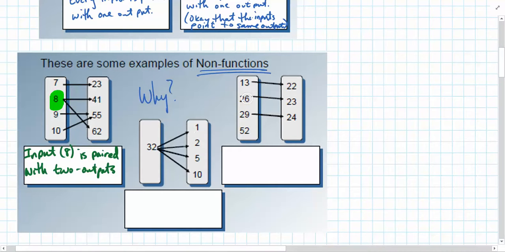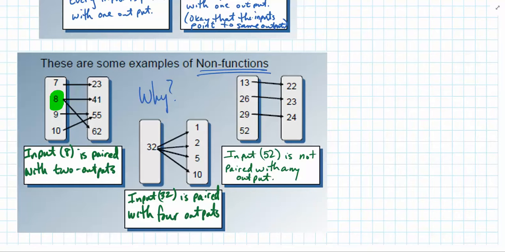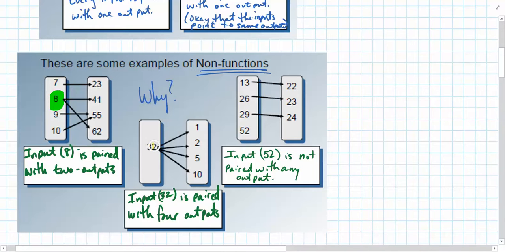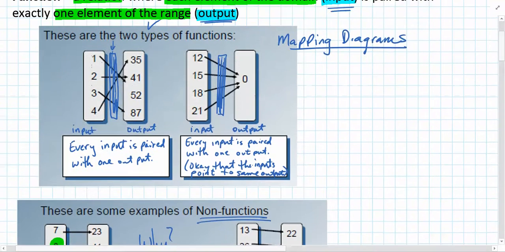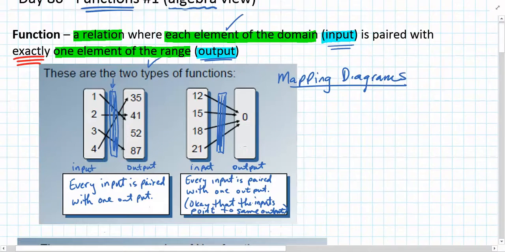What's wrong with these next two? Can you find the problem? Pause the video and make a guess, and resume playback in a moment to check your work. The problem we see here is that the input number 32 in this example is paired with 4 different outputs, and that's a problem. We can't have more than one output. And the problem in the second example is that 52 is not paired with any outputs, and that too is another problem. Again, we were told that every input is paired with exactly one output.